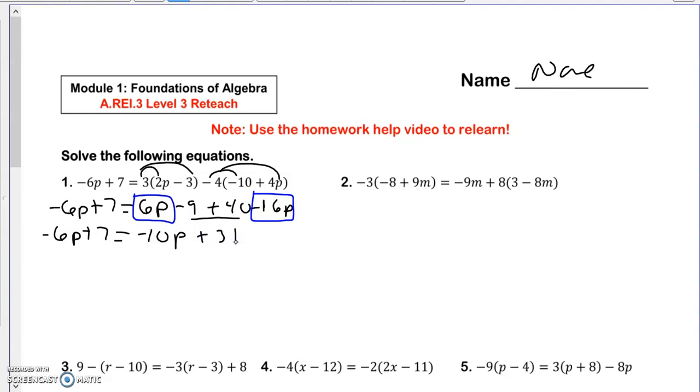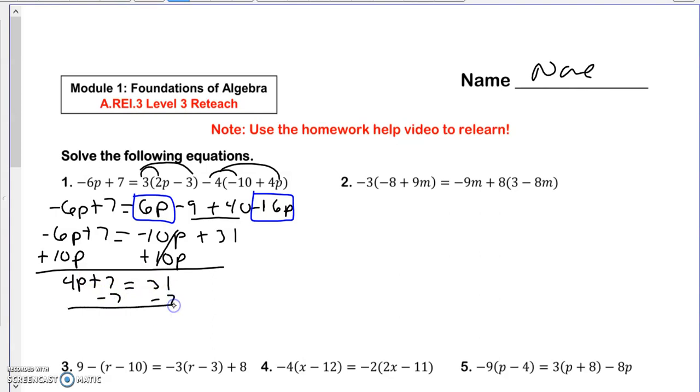Then I look to see which one is the smaller variable, and I notice that the 10 is smaller than the 6 because it's negative. So these cancel out, and I get 4p plus 7 equals 31. Then I'm going to subtract 7, and I get 4p equals 24. I'm going to divide by 4, and p equals 6.